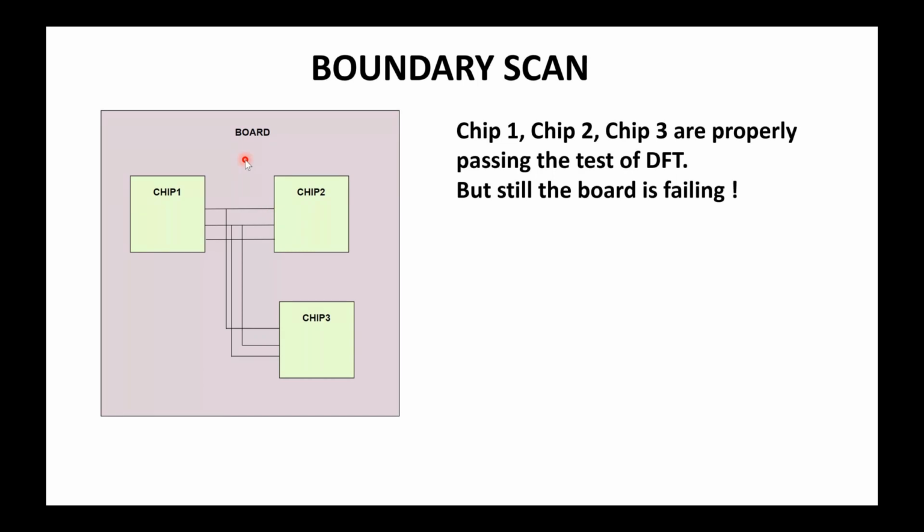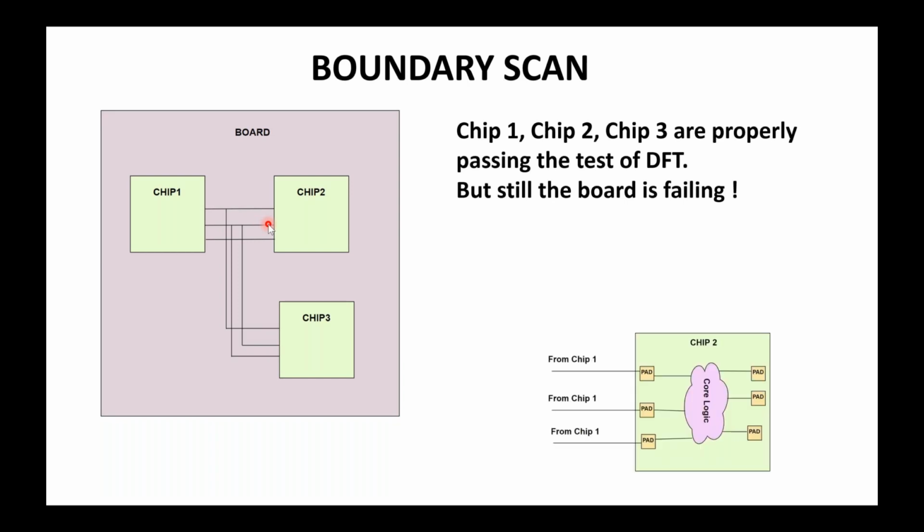The reason can be that there can be manufacturing defects in the interconnection between the 2 chips. Because there is no manufacturing defect in chip 1, chip 2, and chip 3, since they have individually passed their tests, but still the board is failing. So the reason can be a manufacturing defect in the interconnection between the 2 chips. In order to test the interconnection between the 2 chips, we go for boundary scan.